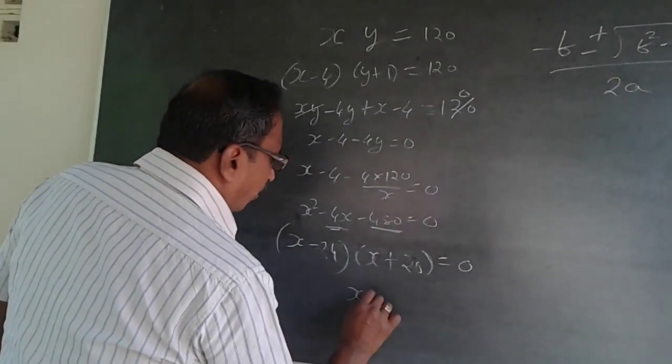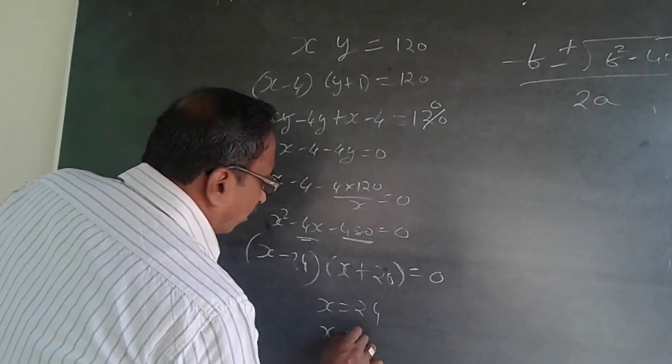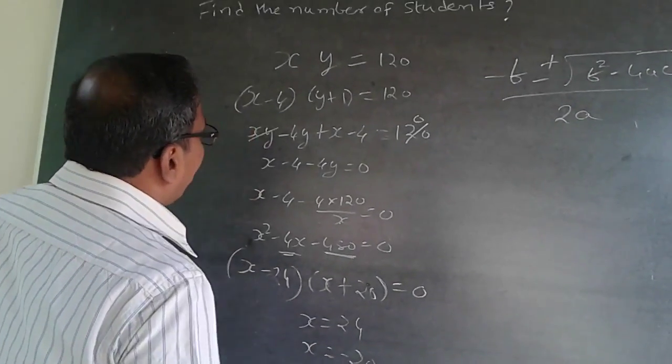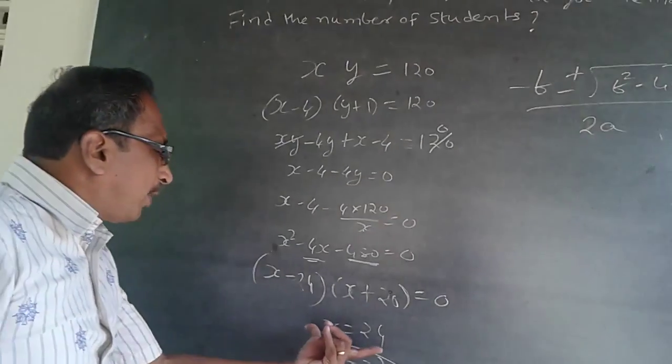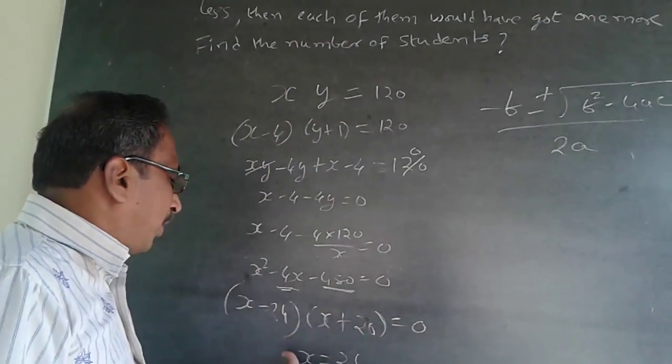So x will be equal to 24, or x will be equal to minus 20. These are the two roots. But students can never be negative. Minus 20 is ruled out. So number of students is what is asked. The number of students will be 24.